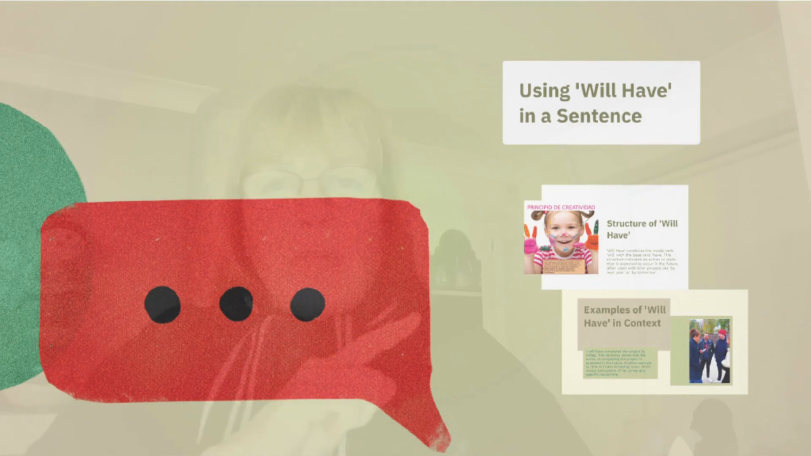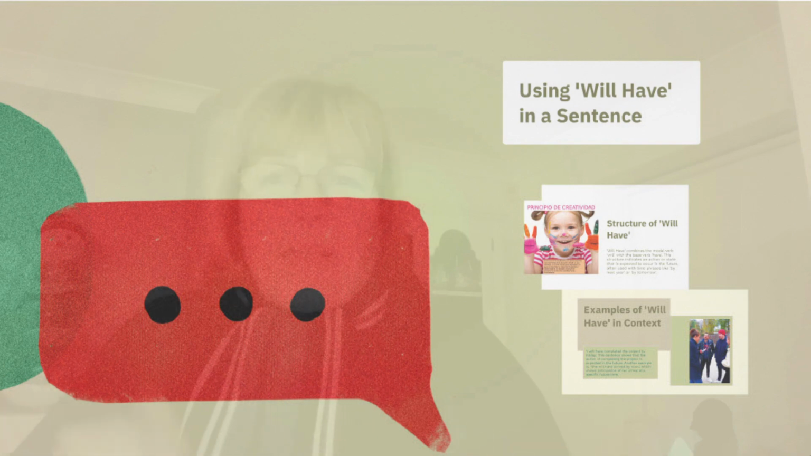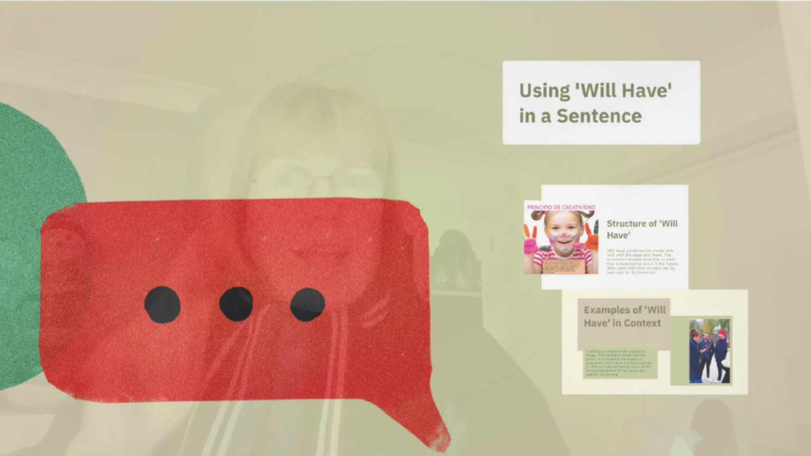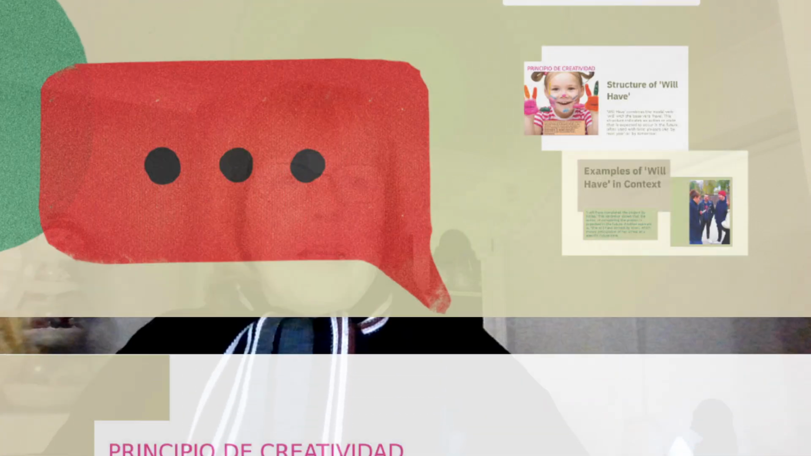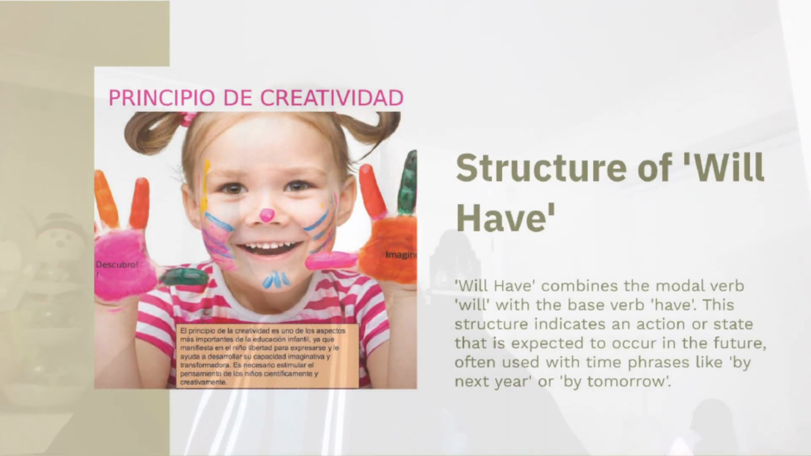Looking at how you use will have in a sentence. So, you know it's about identifying the future. You know it's about stating a level of certainty. But can you use will have accurately? So, will have combines the modal verb will with the base verb have. And this structure, remember, is talking about what you expect to happen in the future.